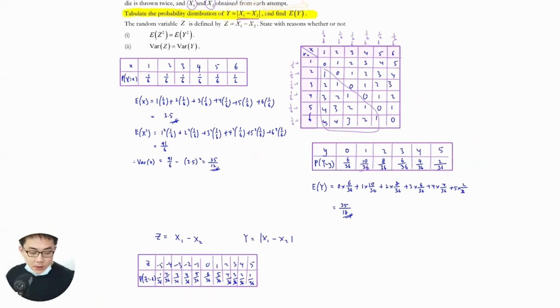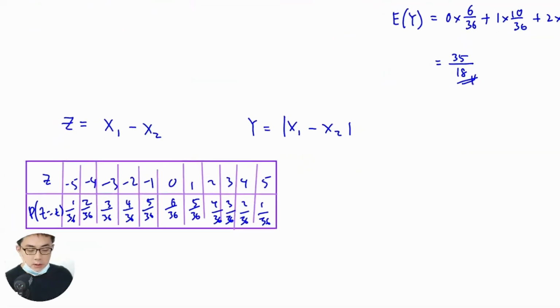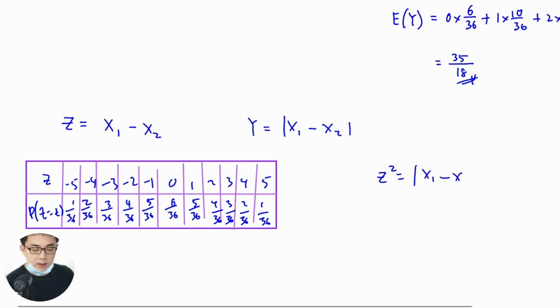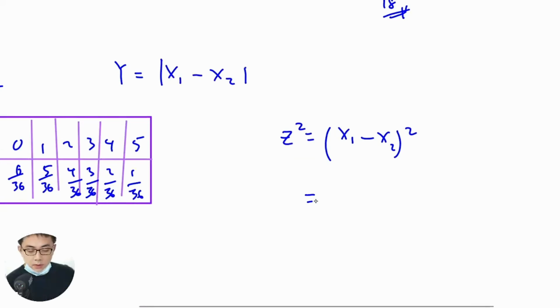Now, for the next part, state with a reason whether or not E(Z squared) equals E(Y squared). Is it the same? Z squared will be (X1 minus X2) squared, and also you know that this will give you (X1 minus modulus of X1 minus X2) squared. Is that okay?